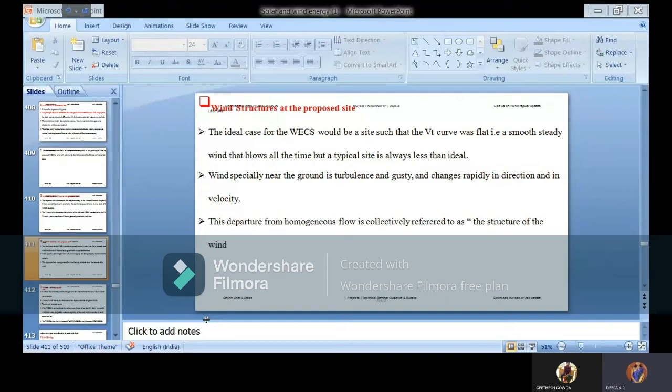Your output is not there. But if there are some variations, you can say there is a production. So that is more study. Wind blows all the time, but a typical site is always less than the ideal. Means when you assume, because if I'm saying a theory, I'll just say yes, this is there, that is there, 100%, all those things I just say in words.